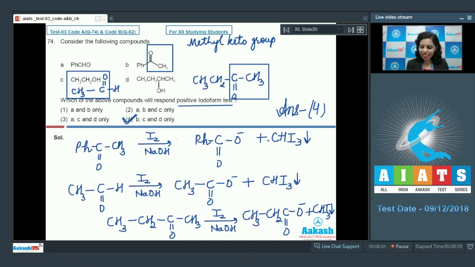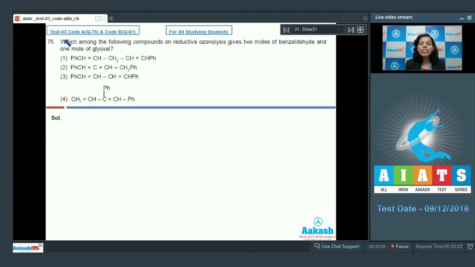Now after this, let's take the next question. Question number 75. Which among the following compounds on reductive ozonolysis gives 2 moles of benzaldehyde and 1 mole of glyoxal? It means we need two compounds. One is glyoxal, 1 mole you need, and benzaldehyde, 2 moles of benzaldehyde should be formed there. So we have to check the given options.